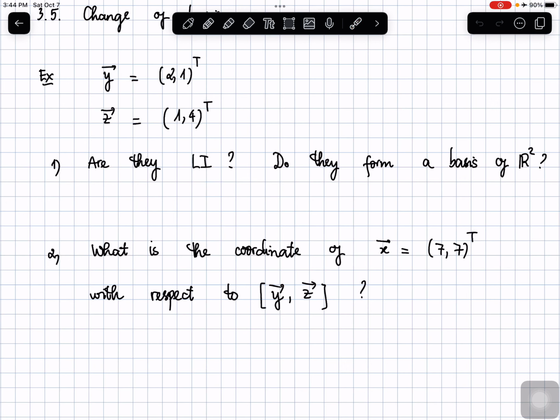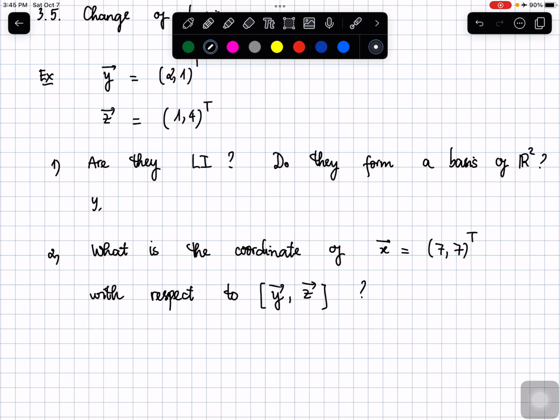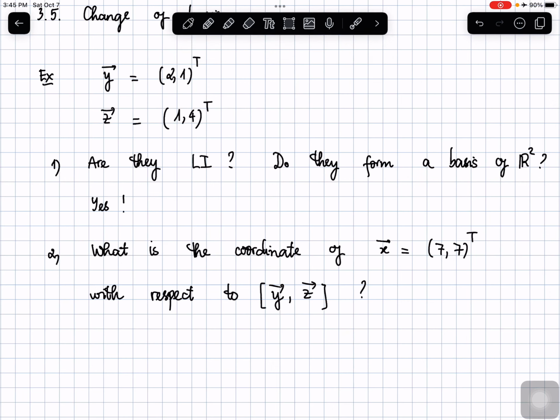Yes. Two linearly independent vectors in R2 span R2, because they have the same number of vectors as the dimension of the vector space. So yes, the first question is yes. They form a basis of the vector space R2.